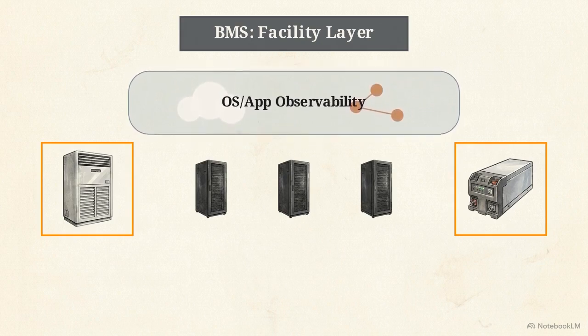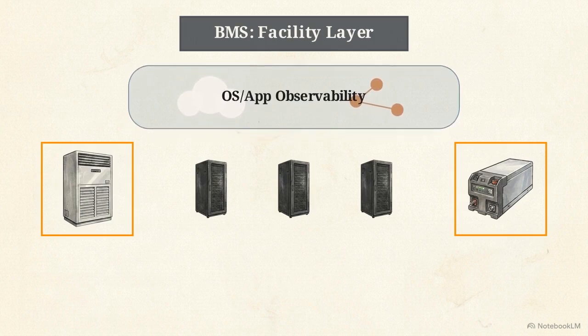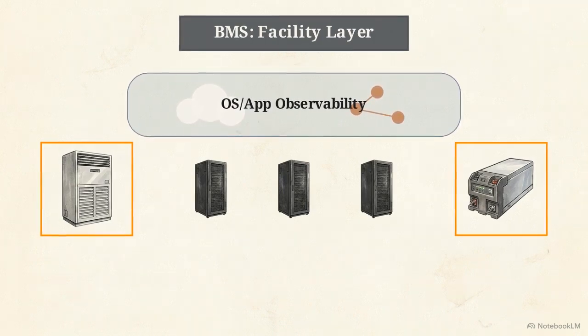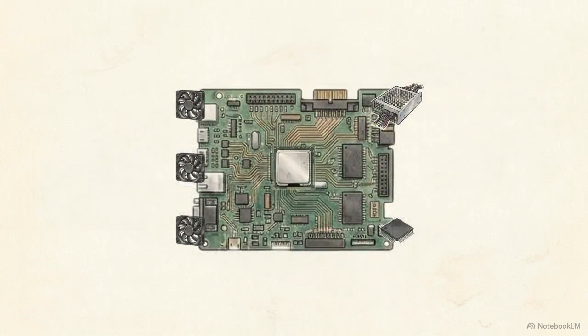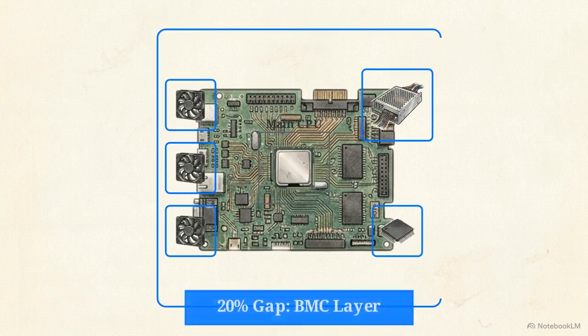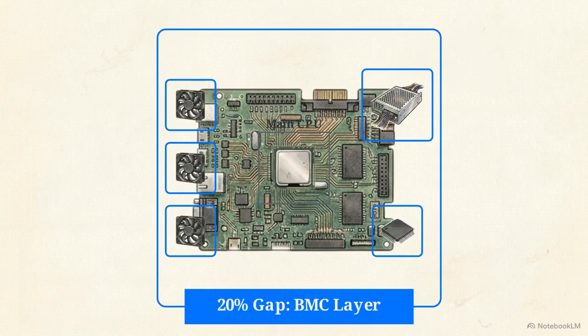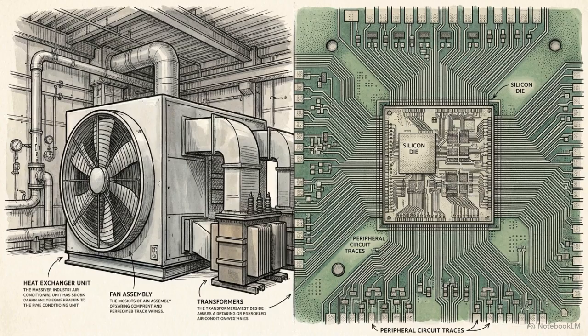Above the physical hardware sits the software layer, where standard observability platforms operate. This layer handles Kubernetes orchestration and application process metrics, but it is disconnected from the physical silicon. Between the facility and the software is the missing physical layer. This is the 20% gap where the BMC resides. Operators often conflate the BMS with the BMC, assuming facility-level monitoring covers the servers. In reality, they are distinct systems, monitoring different layers.